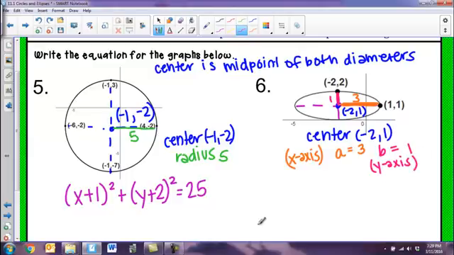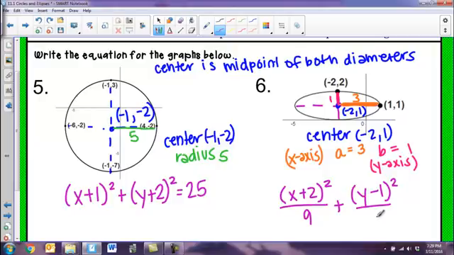So now I'm going to plug in all those pieces into that formula. So I'm going to have quantity x, change your sign, +2 squared, and then that's going to go all over a squared. And a is 3, so a squared is 9, plus y. Remember, you change your sign, -1 squared, all over 1 squared is 1, so you could just leave that off if you wanted to, and it's going to equal 1. So hopefully that was a good review for you, and you remember how to do circles and ellipses.